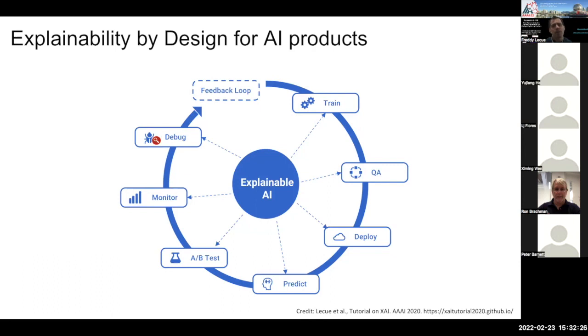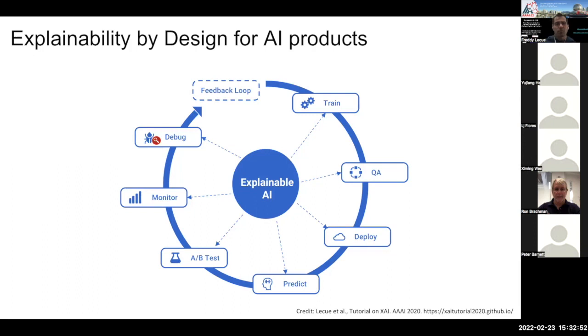So you do train, and while doing training, you can use the explanation for debugging. The same when you do the quality assessment, the same when you do the deployment. You may learn the data distribution is changing, or maybe you have a concept drift problem. And even better if that's provided by some explanation that highlights and emphasizes this particular need. So the same for prediction.